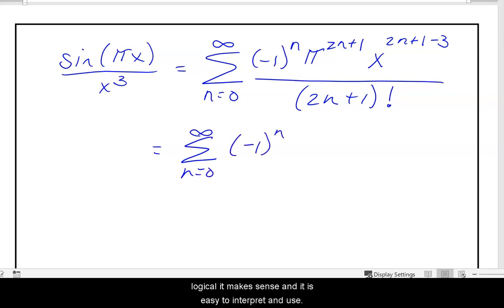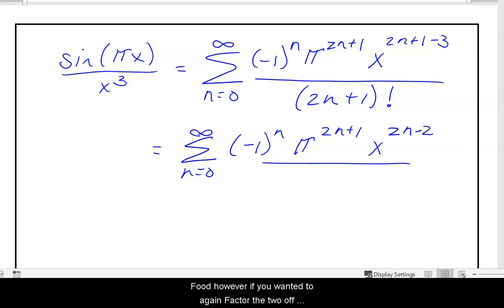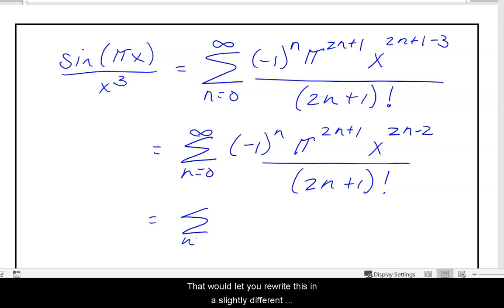It is logical, it makes sense, and it is easy to interpret and use. You could, however, if you wanted to, again factor the 2 off the power of 2n minus 2 and write it again as 2 times n minus 1. That would let you rewrite this in a slightly different format, but one which is equivalent to the original.